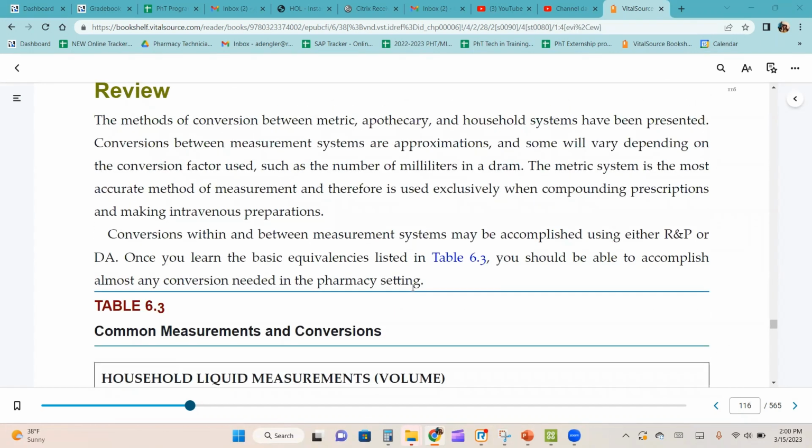The methods of conversion between metric, apothecary, and household systems have been presented. Conversions between measurement systems are approximations, and some will vary depending on the conversion factor used, such as the number of milliliters in a dram. The metric system is the most appropriate and accurate method of measurement, and therefore is used exclusively when compounding prescriptions and making intravenous preparations. Conversions within and between measurement systems may be accomplished using either ratio and proportion or dimensional analysis. Once you learn the basic equivalencies listed in table 6.3, you should be able to accomplish almost any conversion needed in the pharmacy setting.